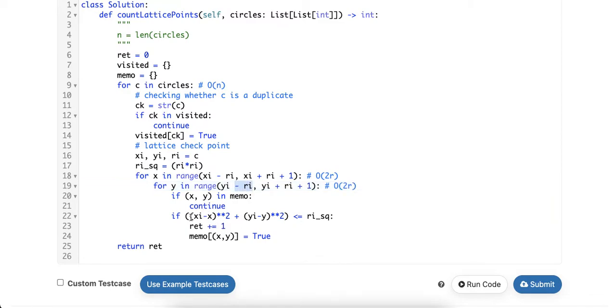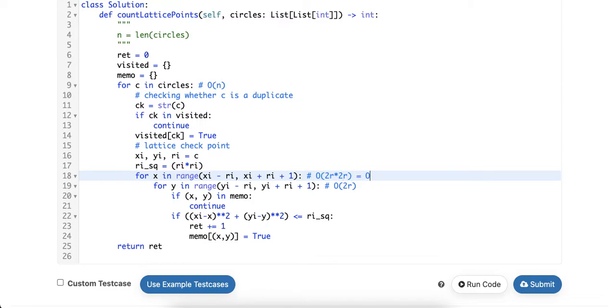Then that will be it. This is just Pythagorean logic, no looping there. This is inserting into memo. This is checking in hash map. So this is just big O(1). So 2R here, big O(1) here. In this case, because I'm doing another 2R, it's actually 4R.